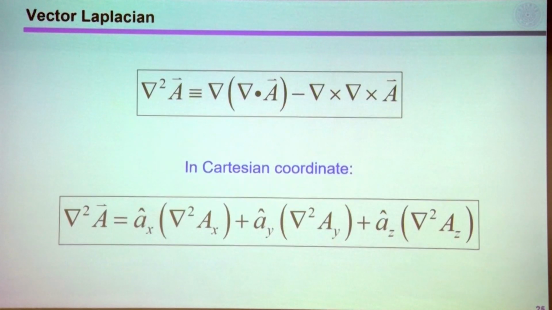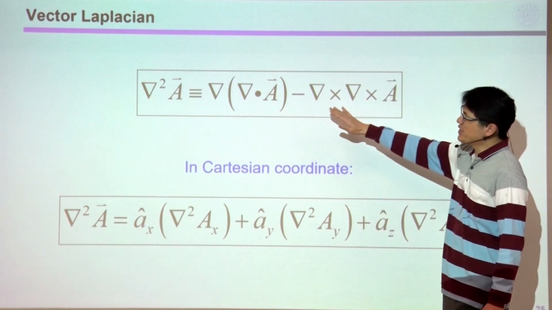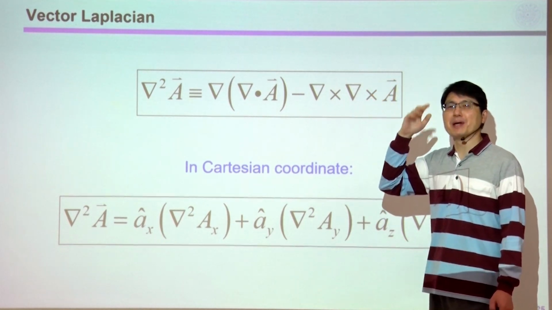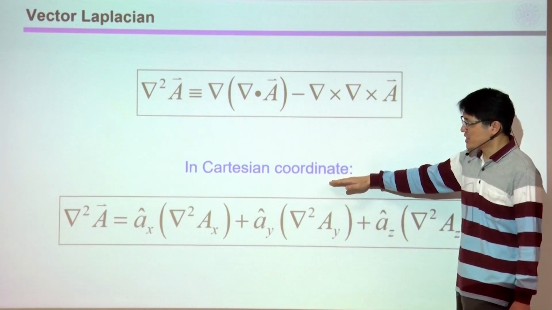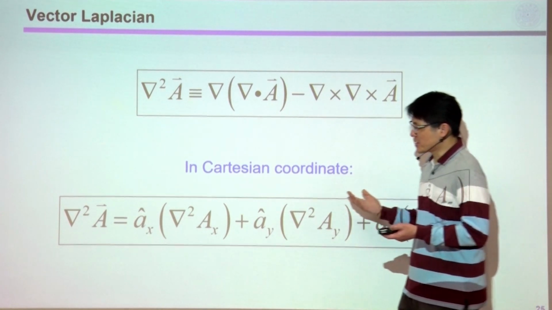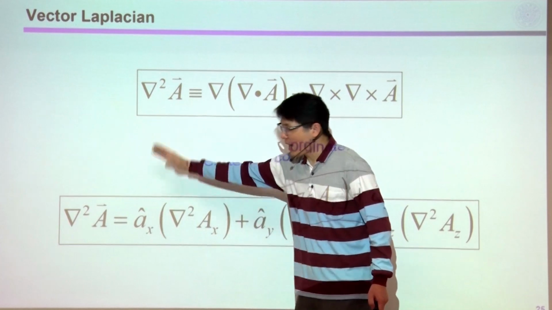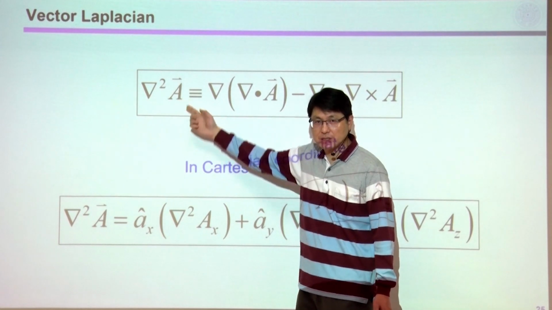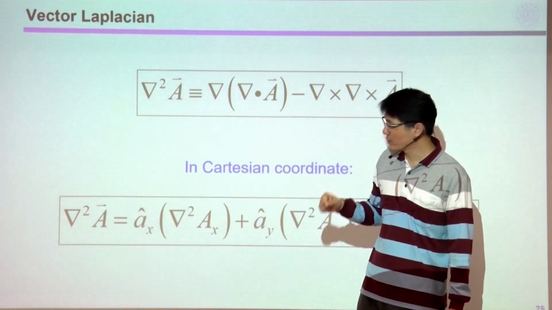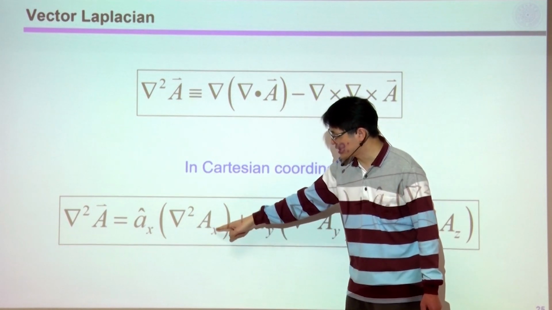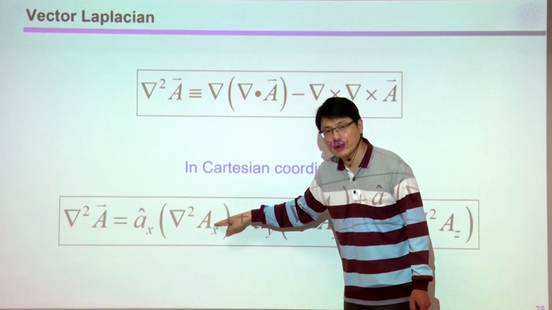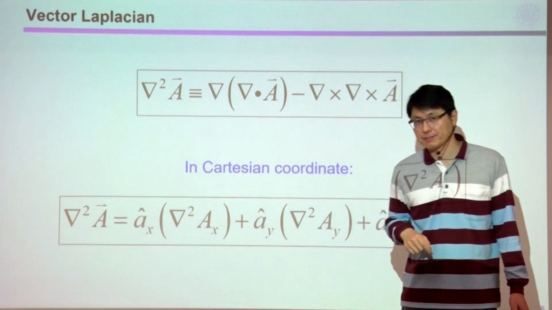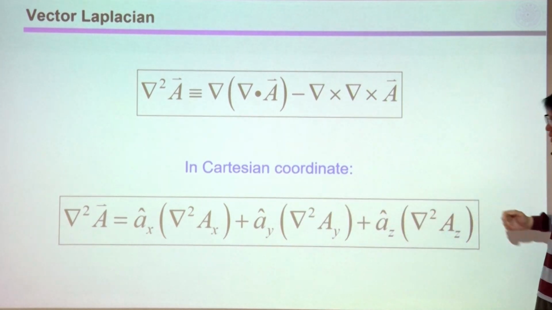So now we can move on to vector Laplacian. The definition is quite complicated, right? So this is for you to memorize. But in Cartesian coordinate, it's easy. It's just each component, after you perform vector Laplacian, you operate on the vector and you arrive at a vector. So the x component is just the x component of your initial vector performing a scalar Laplacian. Okay, so you add this all up.